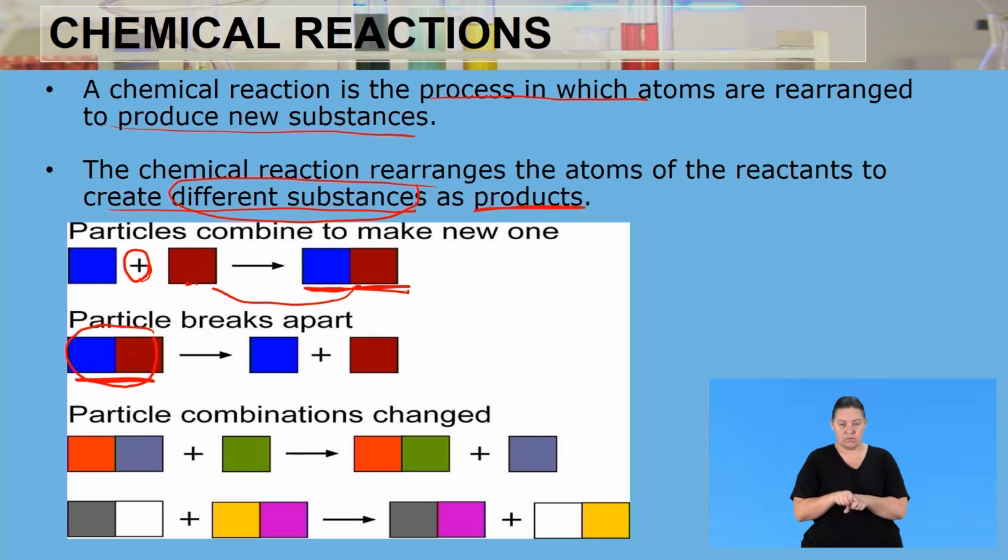Then we can also look at the other ones, where we start with a certain amount of reactants. Those reactants are going to break their existing bonds and then form new bonds. Once they form new bonds, what is formed is called the products. And those products are going to be different from the elements that made those products.